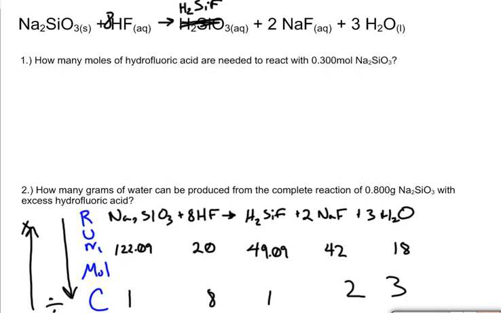I got a little lazy, so once we figured out the answer to the last one, I cannibalized it and didn't have to rewrite anything. And if you're working on your AP test and you have that ability, do that. Erase and then fill in the next part. This next question talks about how many grams of water. So we're looking for grams of water now. X grams of water can be produced from the complete reaction of 0.8 grams of sodium silicate.